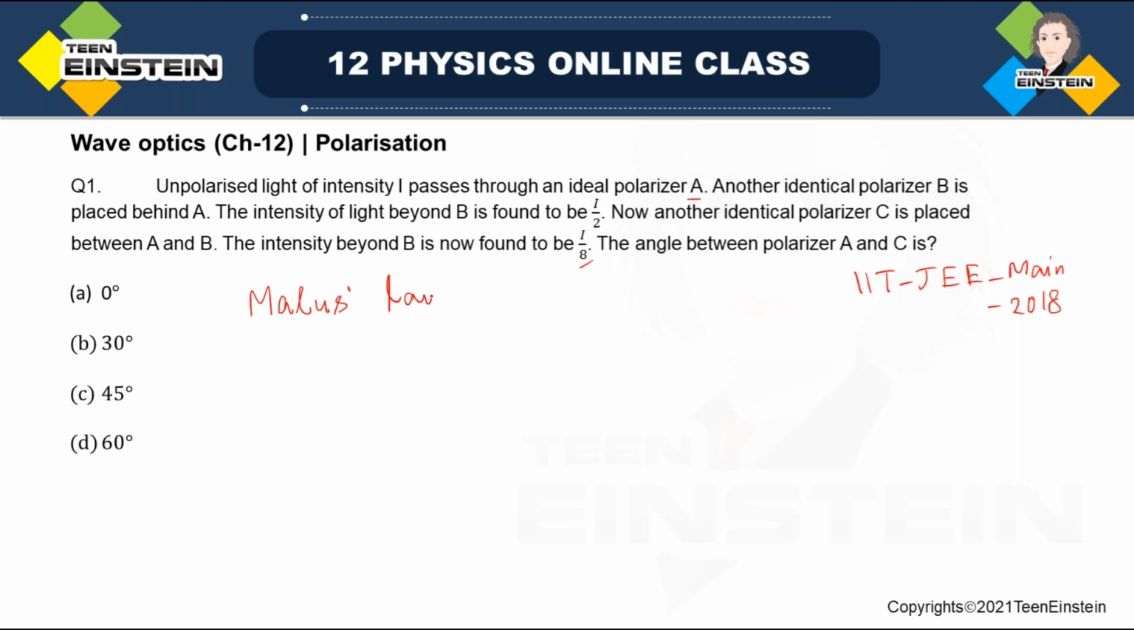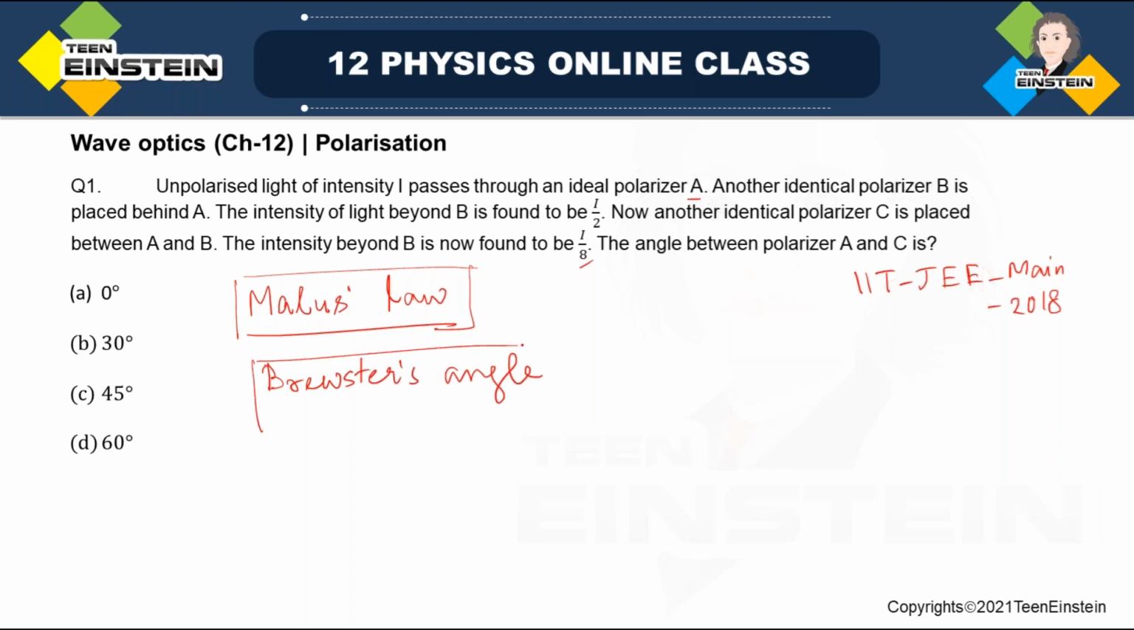These two things are actually important in polarization. One is Malus law, another is Brewster's angle. These two things are important in this polarization. Since this problem is about Malus law, let's first discuss Malus law a little bit.